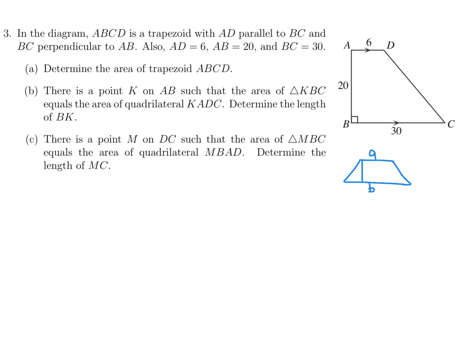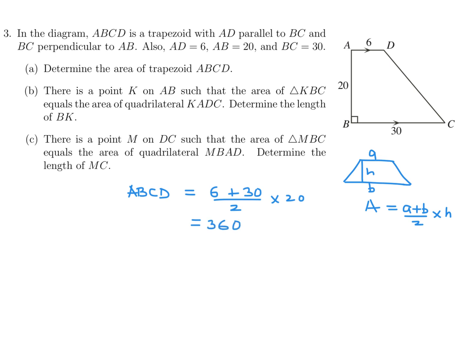The area is calculated as (A plus B) divided by 2 times the height. So use the same formula up here. So ABCD, I guess, that's going to be (6 plus 30) divided by 2 multiplied by 20. And when you calculate this, it's 360.